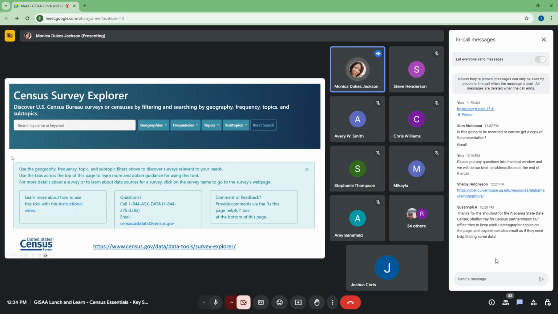So you can use any of the topics here at the top of the page, such as geography, starting there, what you're looking for, what level, whether it's state, county, census tract, census blocks, frequency, annual data, 5-year data, topics, so all the various topics that I mentioned, and then subtopics. And so once you click one of those, it's going to drill down based on what you're looking for and tell you which tool or which program provides that data.